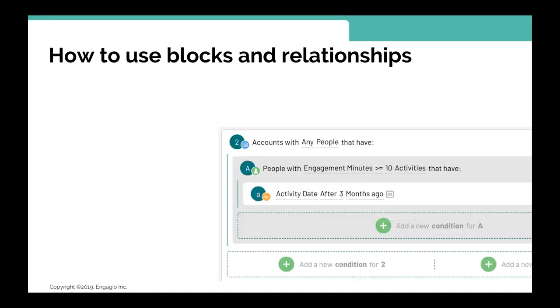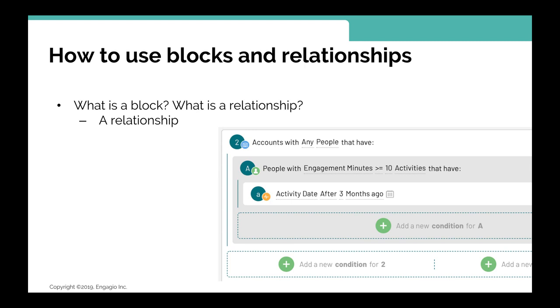So we'll talk about now what is a block and what is a relationship. What you see on the right is accounts with any people that have, and then inside, people, and then inside of that, accounts or activities. A block is made up of a relationship, this connection between the account object and the person object, or the person object and the activity object. And it also has a cardinality, which is how you specify that relationship.